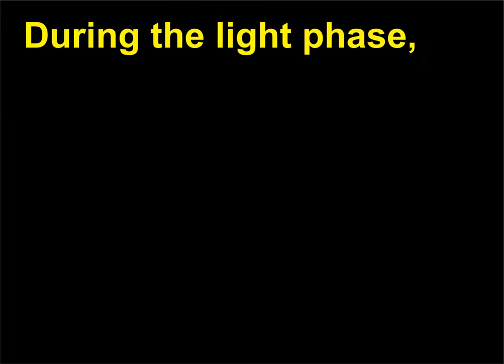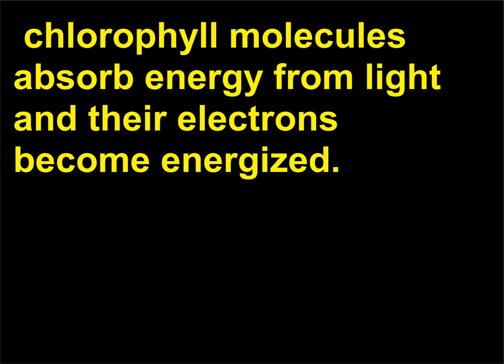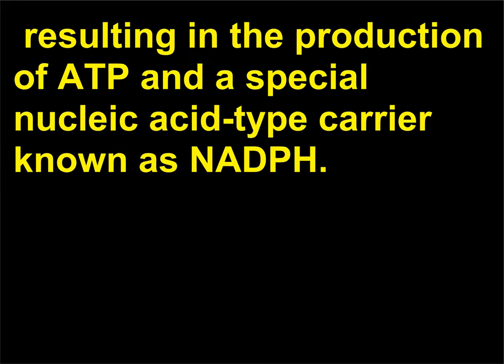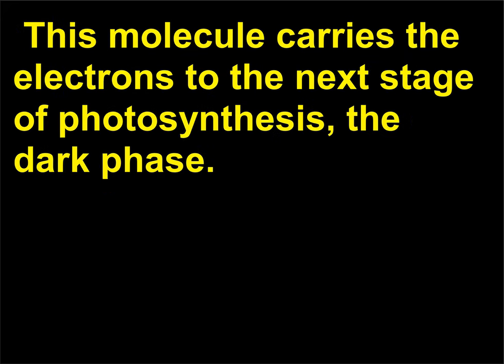During the light phase, chlorophyll molecules absorb energy from light and their electrons become energized. These excited electrons pass energy from one chlorophyll molecule to another, resulting in the production of ATP and a special nucleic acid type carrier known as NADH. This molecule carries the electrons to the next stage of photosynthesis, the dark phase.